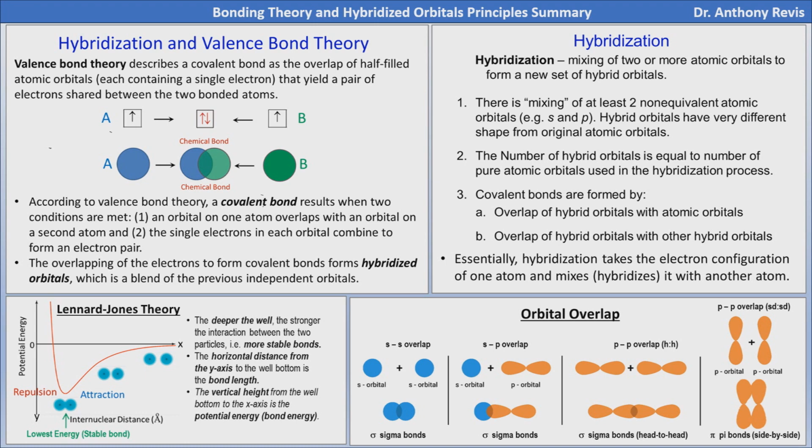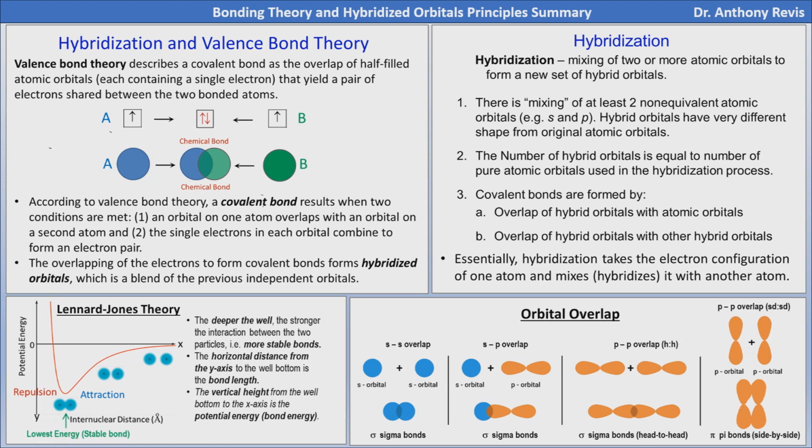On the left of the diagram, we have atom A with a positive spin up. On the right side of the diagram, we have B with a positive spin up. They meet in the middle to form a spin up and spin down bonding pair with overlap. According to valence bond theory, a covalent bond results when two conditions are met.